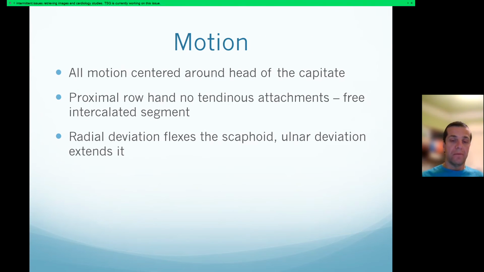Regarding the motion of the carpus, it's important to know that all motion of the carpus is centered essentially around the head of the capitate. The proximal row has no tendinous attachment. That's why it is a free intercalated segment. And the radial deviation of the wrist is flexing the scaphoid, while ulnar deviation is extending it. This is the basis of the Watson test to test for scapholunate ligament injury.